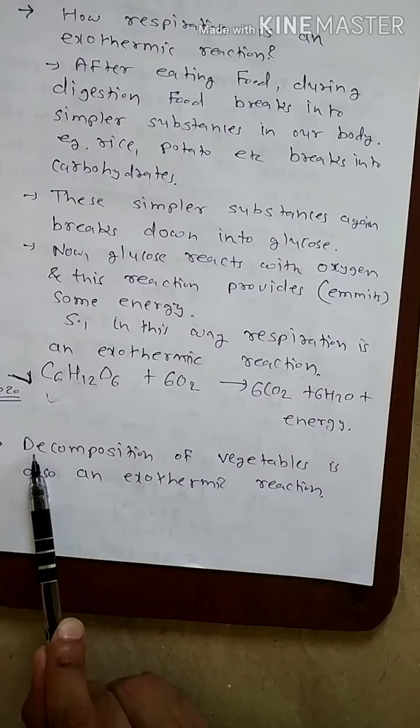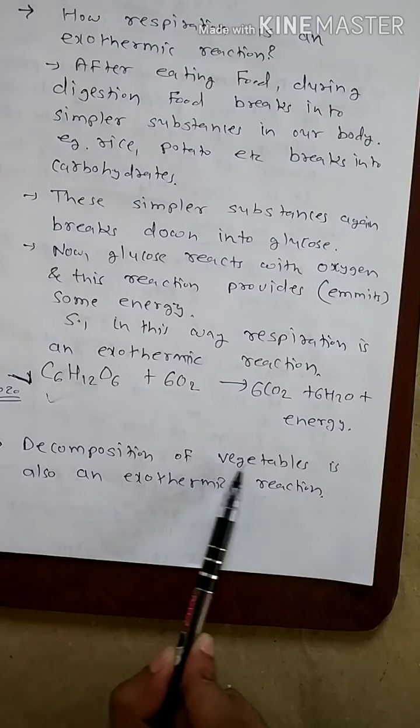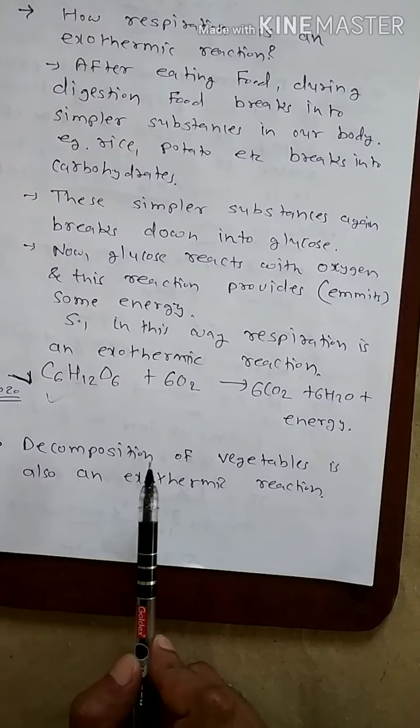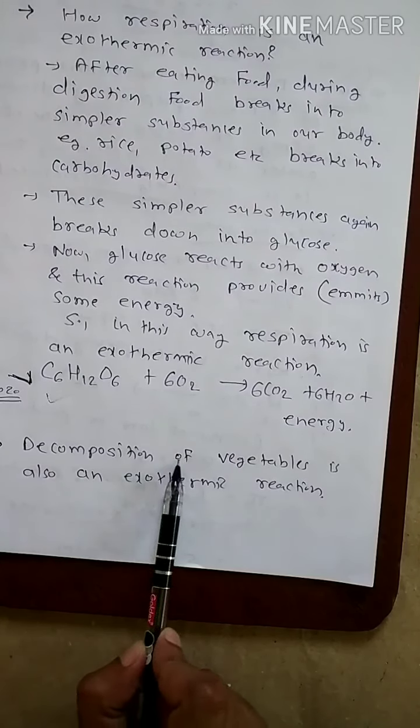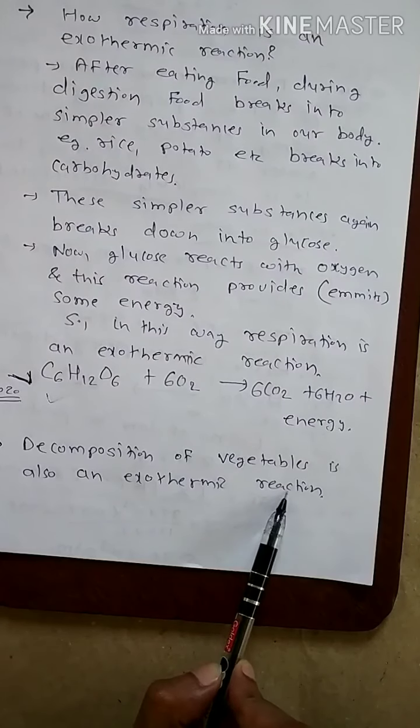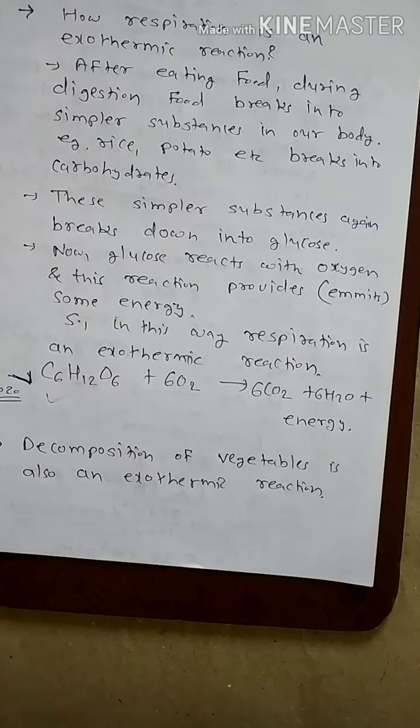Now the last point, decomposition of vegetables. It refers to vegetables that rot. Decomposition of vegetables is also an exothermic reaction. You might know it gives methane or ethane gas and some heat is evolved.